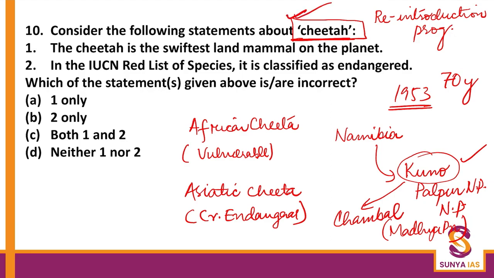It is the fastest and swiftest mammal on the planet. Let's see the statements. The cheetah is the swiftest land mammal on the planet. Very true statement. On the IUCN Red List of species, it is classified as endangered. No, it is either vulnerable or critically endangered. So statement 2 is wrong. Correct answer is A, 1 only.